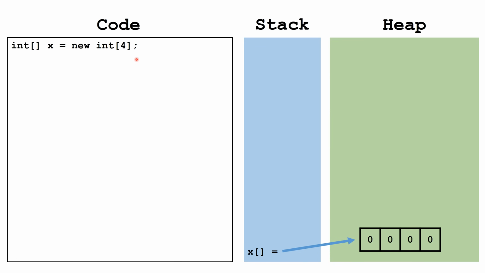If we don't specify the values, in this case they will default to 0 because it is an int. If it were a double array, they would default to 0.0. If it were a Boolean array, they would default to false. And if it was any type of object array, the values would default to null.